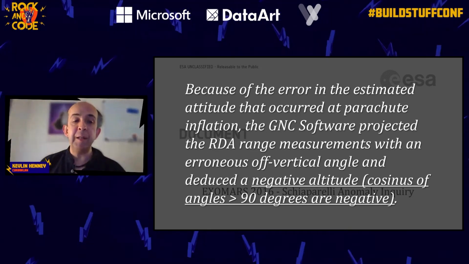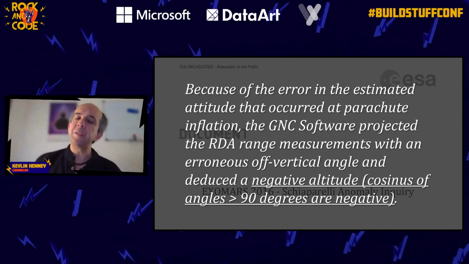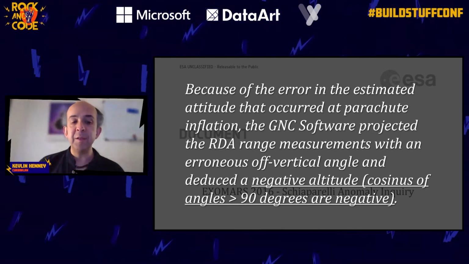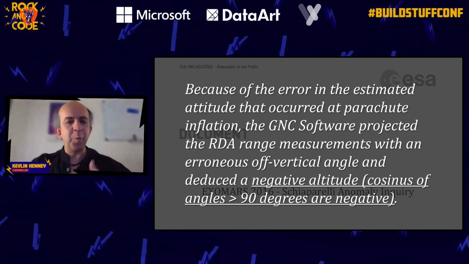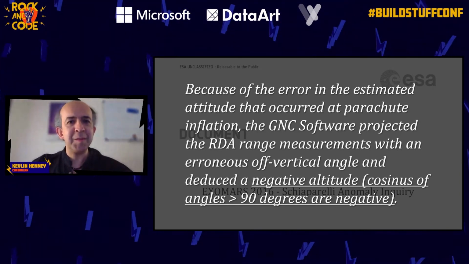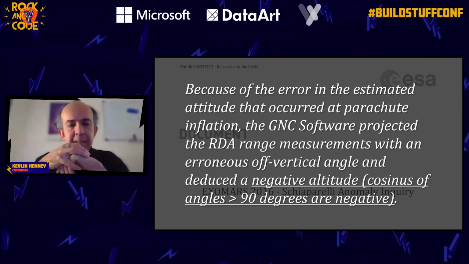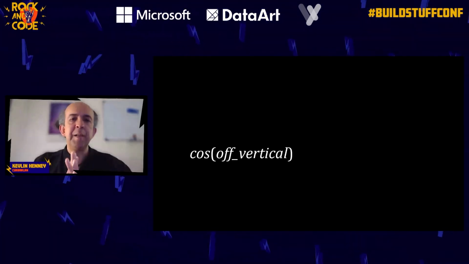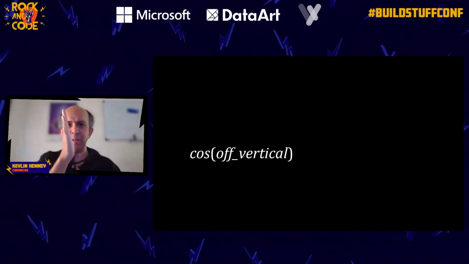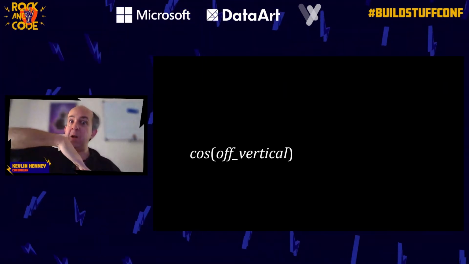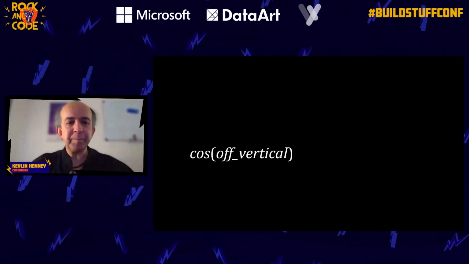Erroneous off vertical angle and deduced a negative altitude. Cosine of angles greater than 90 degrees are negative. Now that's an interesting statement. Why are we suddenly teaching people school maths? So let's understand this. Cosine of the off vertical angle, in other words, how far off vertical it was. You want your craft to be like this, and apparently we are actually almost upside down.